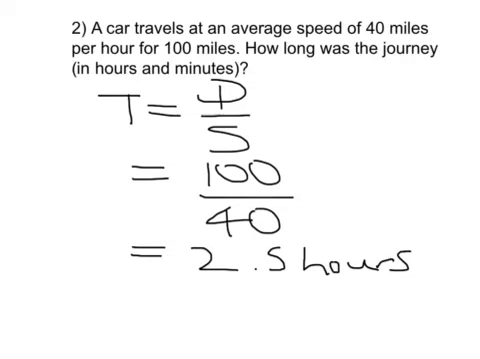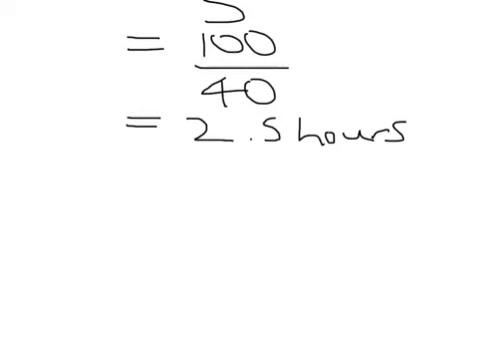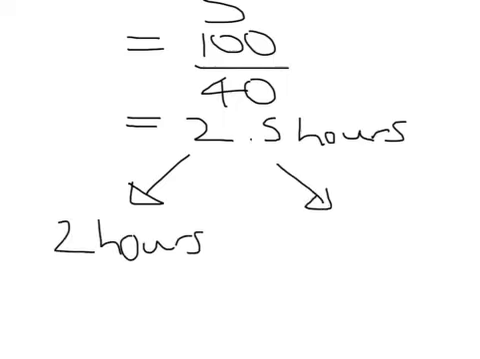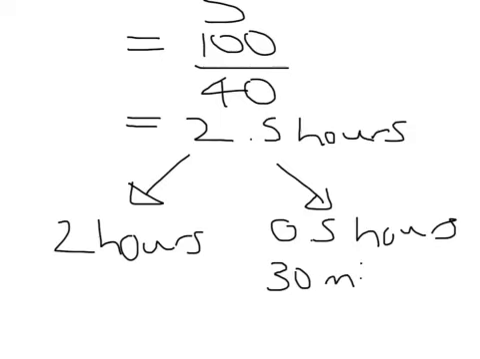But we're looking to convert that now into hours and minutes. So to convert this into hours and minutes, well, we know we've got 2 whole hours and here we have 0.5 hours. Now you should have spotted that 0.5 hours is the same as half an hour, which is 30 minutes. So we have a grand total of 2 hours and 30 minutes.